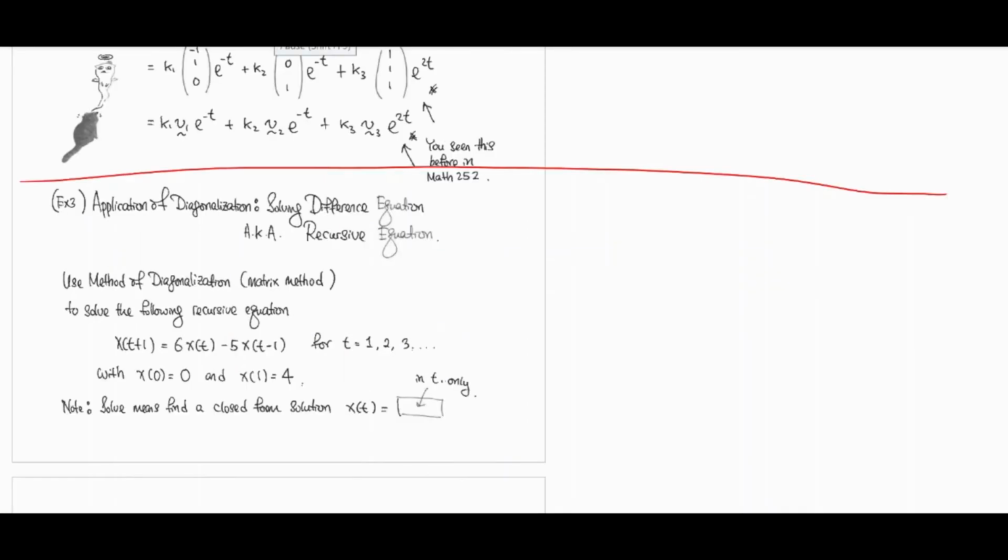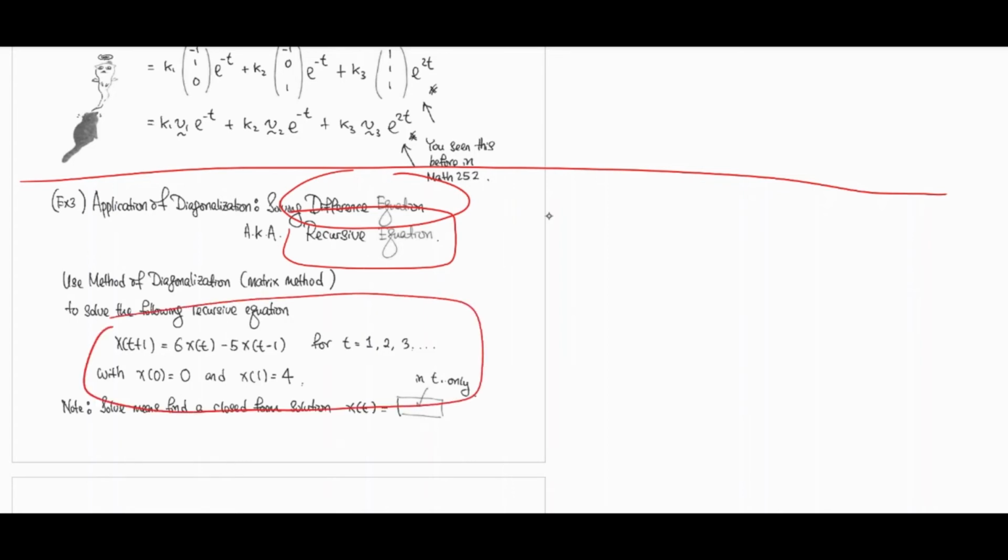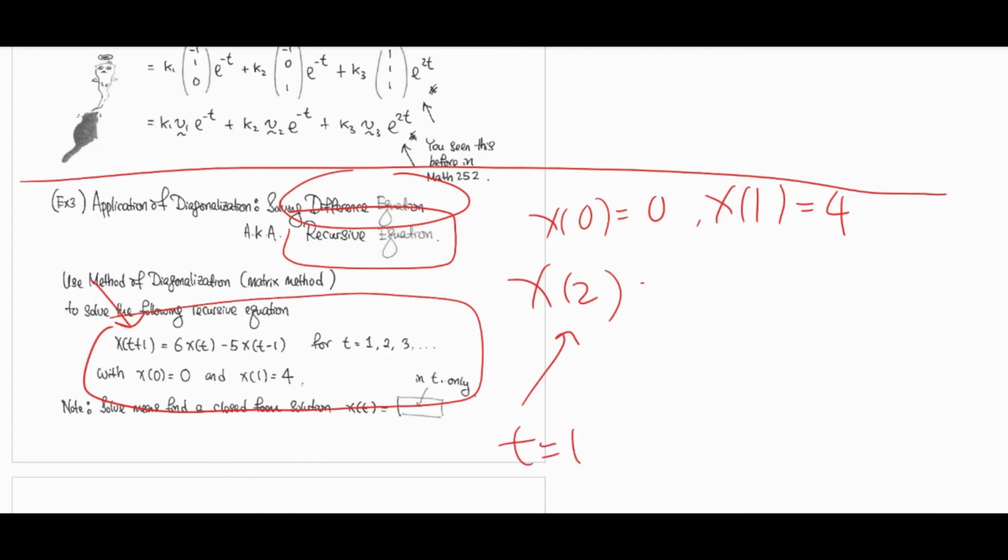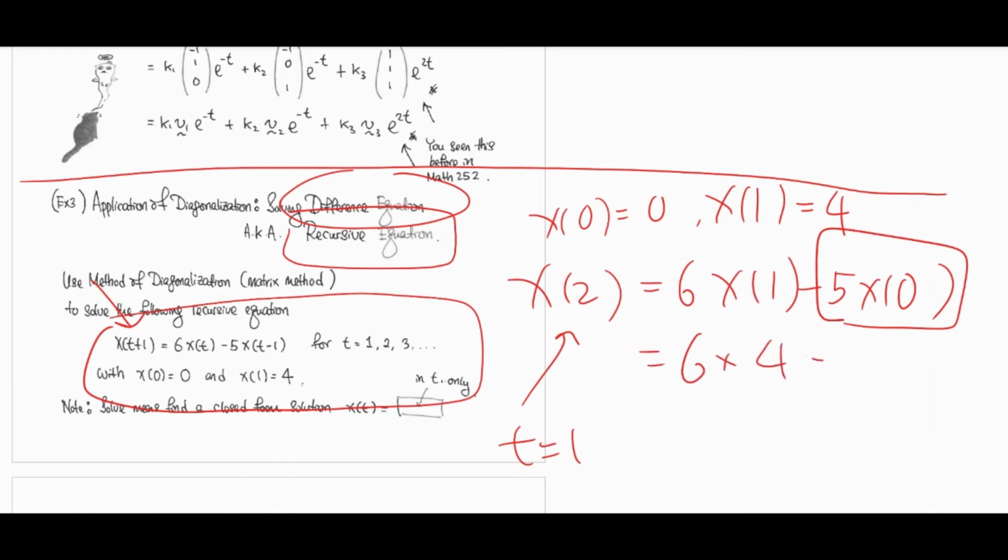All right, so now we're going to look at how to apply the diagonalization process to solve another type of problem, which is known as difference equations, also known as recursive equations. And these are the equations that look like this. So you've been given x0 is 0, and you are also given that x1 equals 4. With that, we can figure out what x2 is. So x2 here, according to this equation, you have to take t equals 1. That will give you 6x1 minus 5x0. And since we have x0 equal to 0, this whole thing is 0, and this is 6 times 4, so it gives you 24.